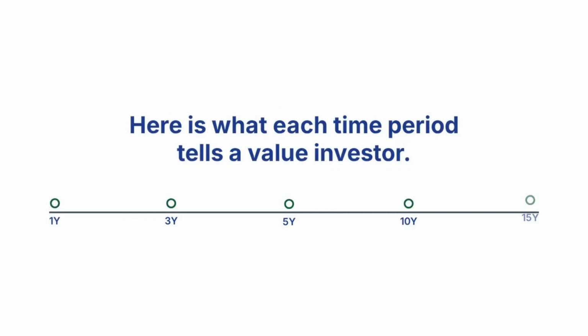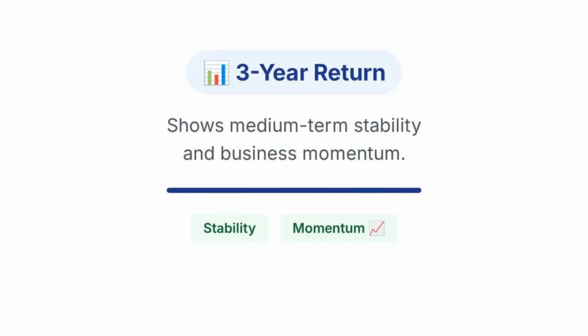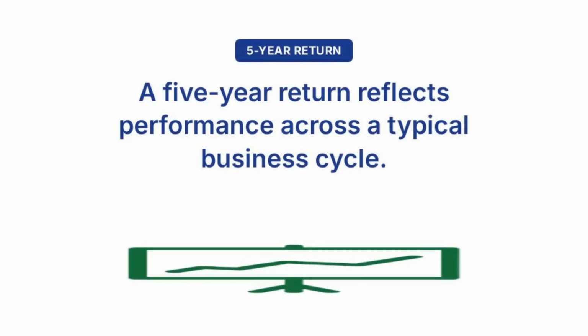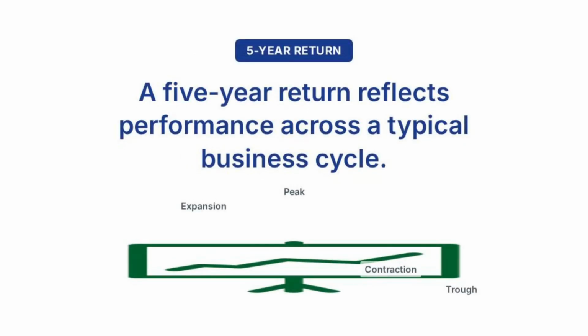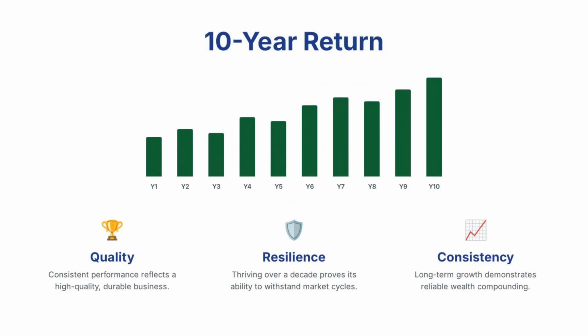Here is what each time period tells a value investor. A 1-year return shows short-term trend, but it's not reliable for deep conclusions. A 3-year return shows medium-term stability and business momentum. A 5-year return reflects performance across a typical business cycle. A 10-year return shows the company's long-term quality, resilience, and consistency.